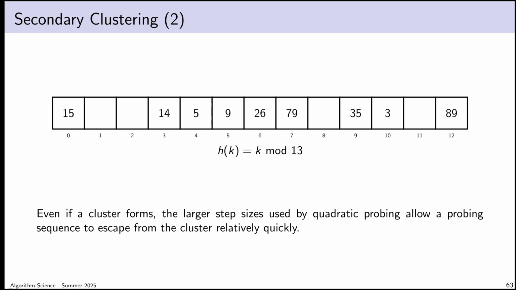And so even if we have a cluster, because of the larger step sizes, I can expect that I can escape from that cluster pretty quickly. So if I jump 1 and I'm still in the cluster, and then I jump ahead by 3, so I go ahead by 4 from my original point, I'm still in the cluster, well, my next jump is going to be by 8. And so I just keep jumping larger and larger amounts, which means I should get out of the cluster pretty quickly.